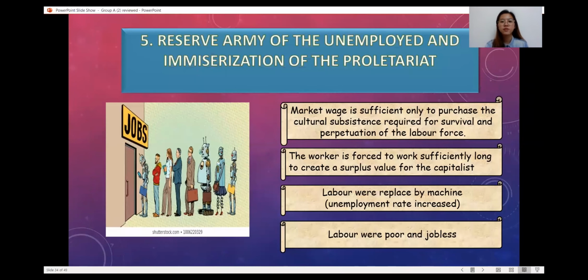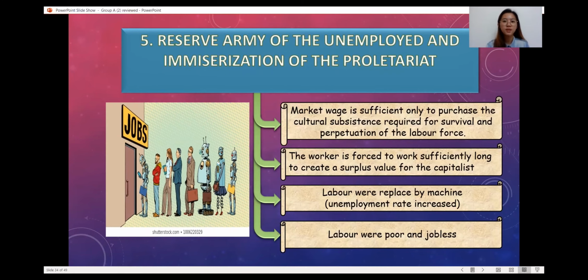Next is the reserve army of the unemployed and immiserization of the proletariat. The market wage is sufficient only to purchase the cultural subsistence required for survival and perpetuation of the labor force. The worker is forced to work sufficiently long to create a surplus value for the capitalist. Labor will be replaced by machines and the unemployment rate increases. Lastly, labor will become poor and jobless.